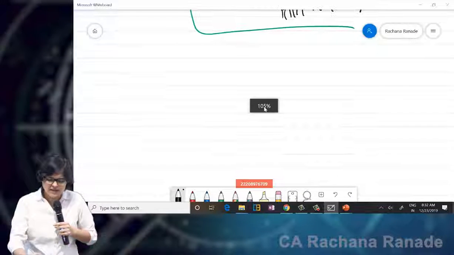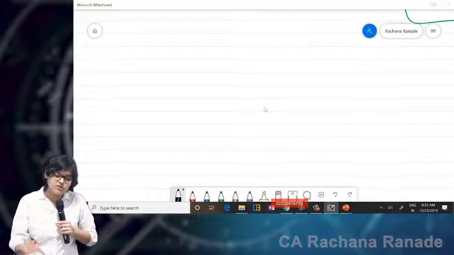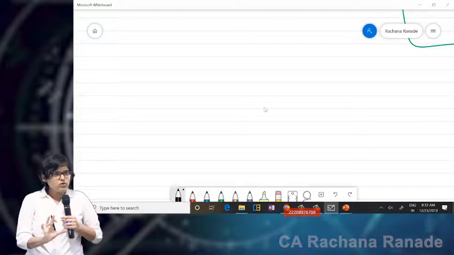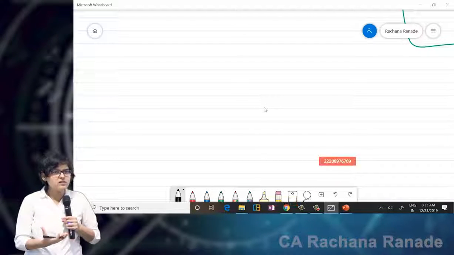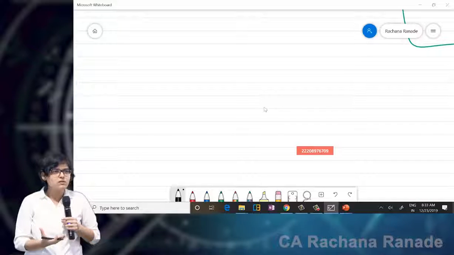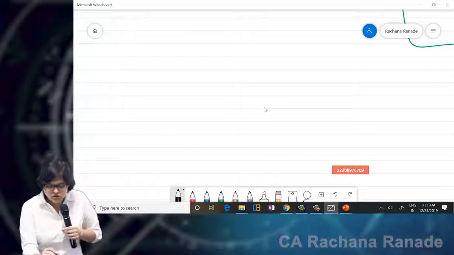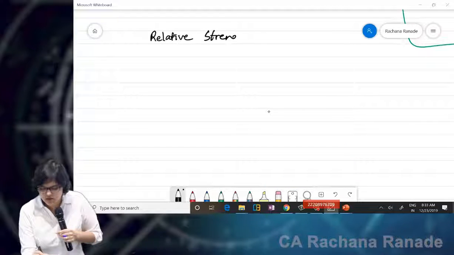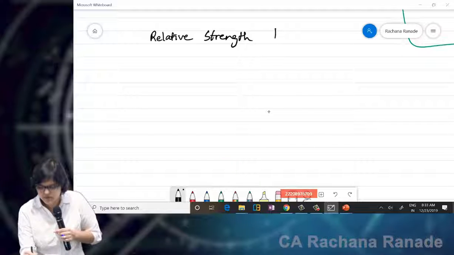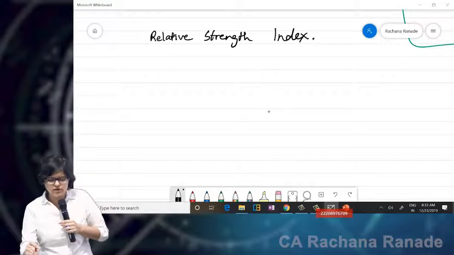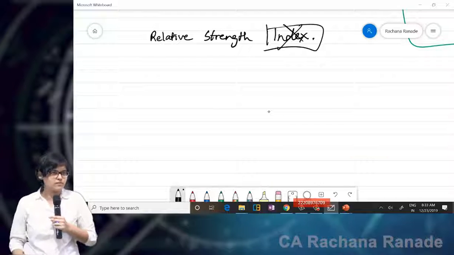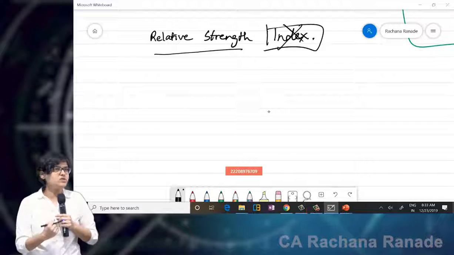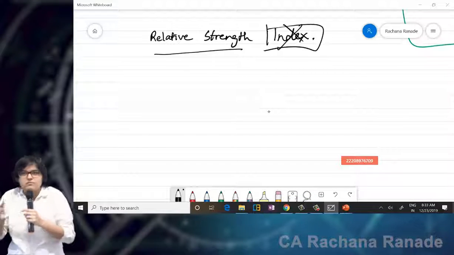Okay, what is RSI? RSI stands for Relative Strength Index. And you want to know from the base also, no? Or the direct strategy? Base also? Okay. So relative strength index. Ignore the word index for now. We are going to talk about relative strength. How much strength does it have as compared to something?